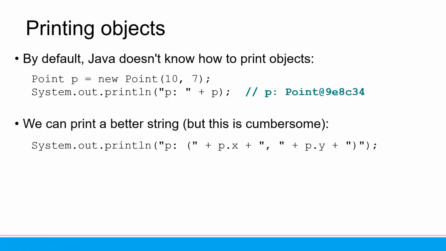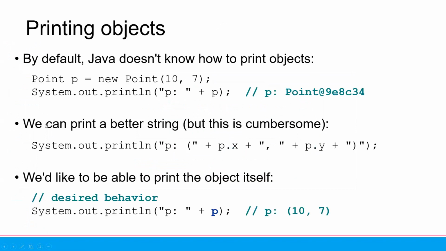We can print a better string like what you saw before. We can print p and then p.x, p.y. I want to print the element x and the element y. This is possible. But I would like to print something like this: if I just call p, I want to show all the values, which is 10, 7, without doing it like this. How can we do that?